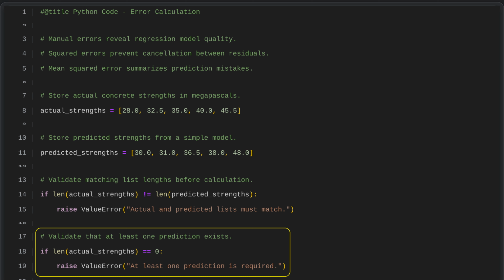First, the code checks whether the list of actual strengths is empty. If it is, it raises an error because at least one prediction is needed before calculations can continue. This helps ensure the later steps have valid data and prevents avoidable failures.